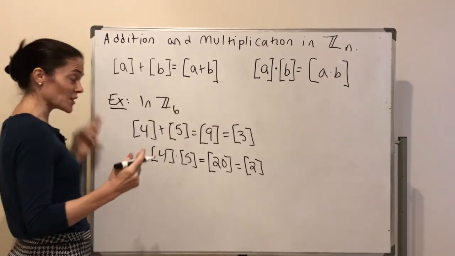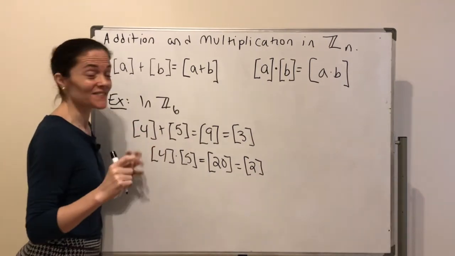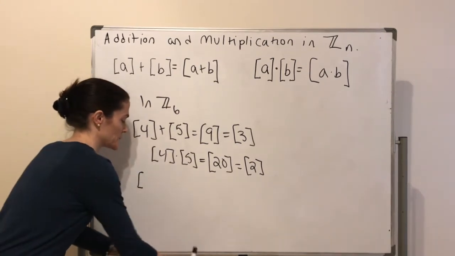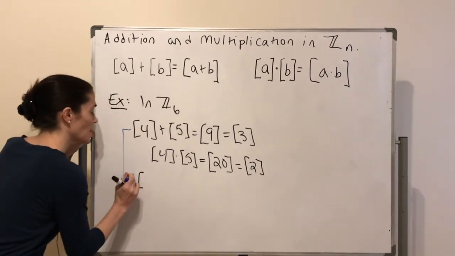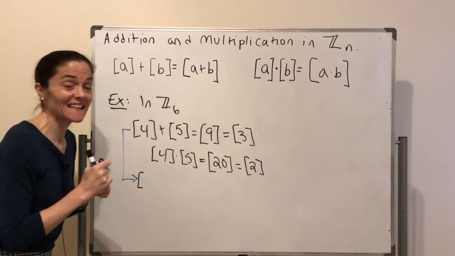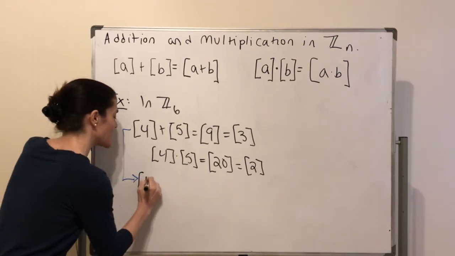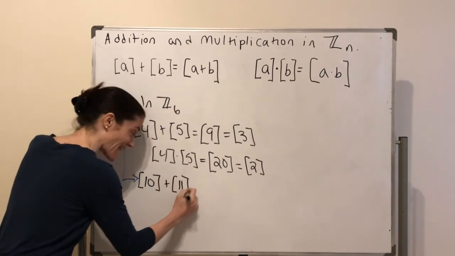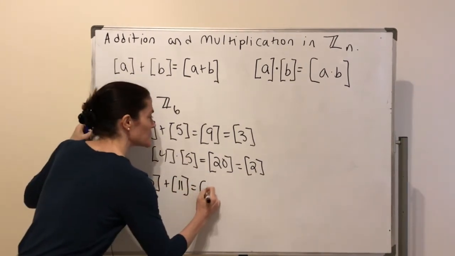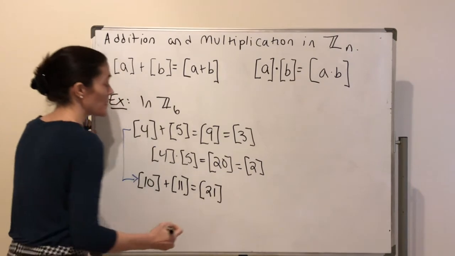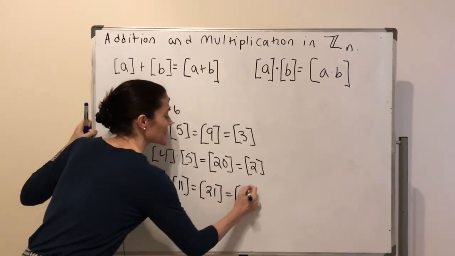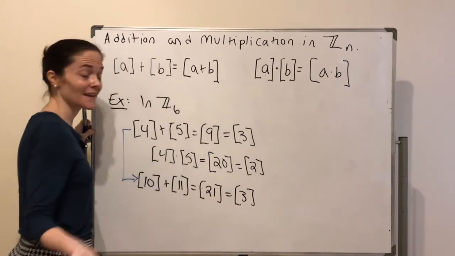Now, we could have taken a different representative. So for instance, we can also represent the class of 4 as the class of 10. And the class of 5, this is the class of 11. We add these two, we get 21, but you notice mod 6, we get the same class, the class of 3 in both cases.